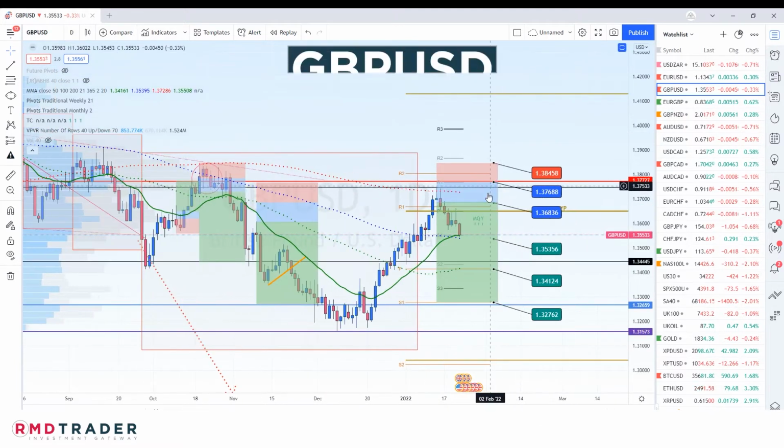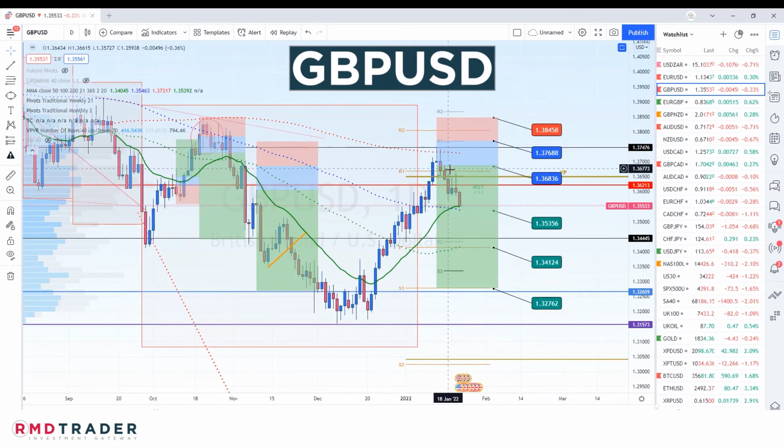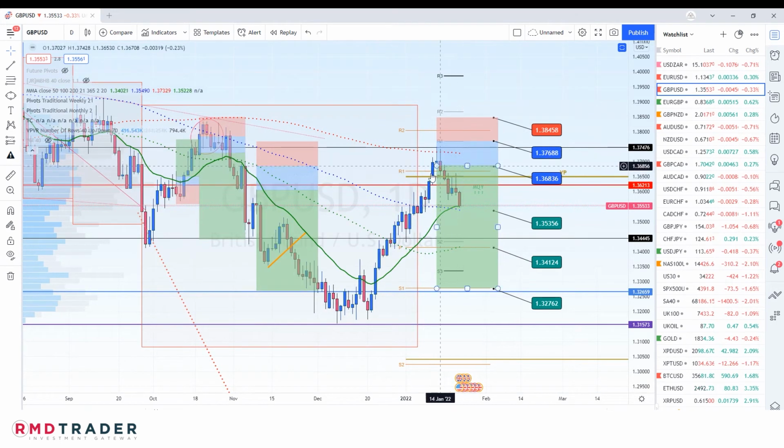The GBPUSD also still playing out pretty much as we expected. After rejection of that yearly pivot, we can see price has now retraced towards the area of the daily 100 SMA, with that meeting up also with the daily 21 EMA.